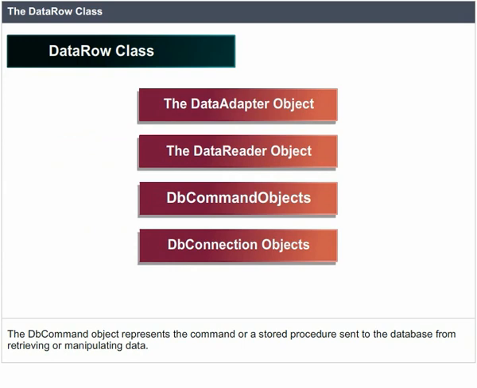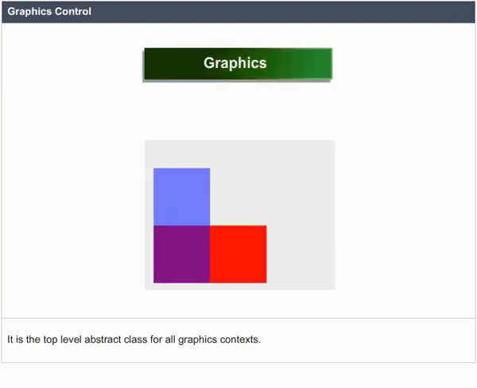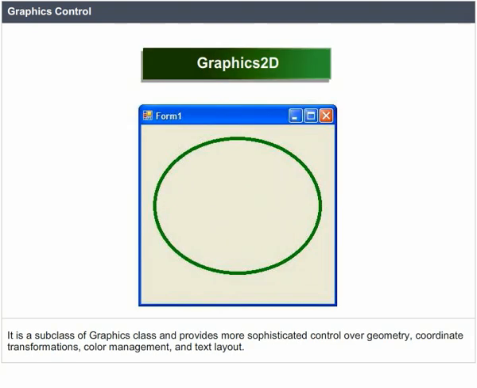Graphics control. Graphics. It is a top-level abstract class for all graphics contexts. Graphics2D. It is a subclass of the Graphics class and provides more sophisticated control over geometry, coordinate transformations, color management, and text layout.